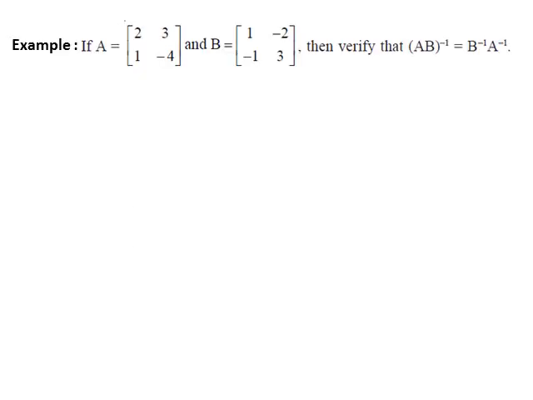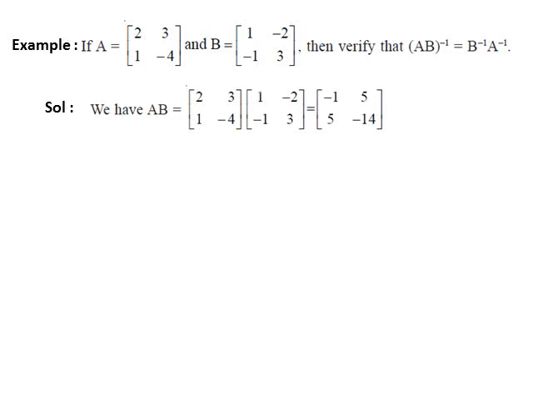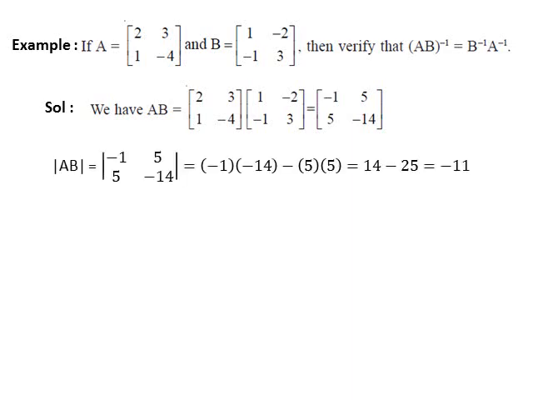Let's take another question. In this question, A and B are two square matrices of order 2. We have to verify that inverse of matrix AB equals the product of B inverse and A inverse. First, following the rule of matrix multiplication, find the product of matrices A and B as shown. In the next step, find the determinant of AB, which is equal to minus 11. Since the determinant of AB is not equal to 0, AB inverse exists.